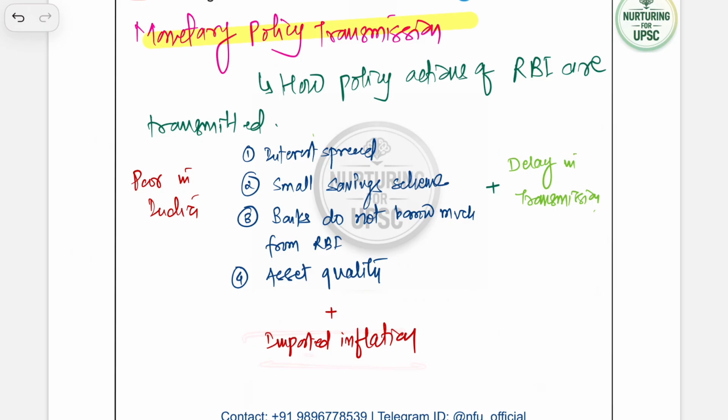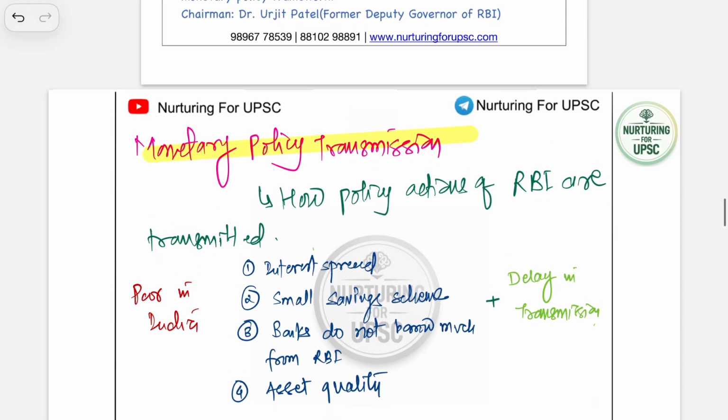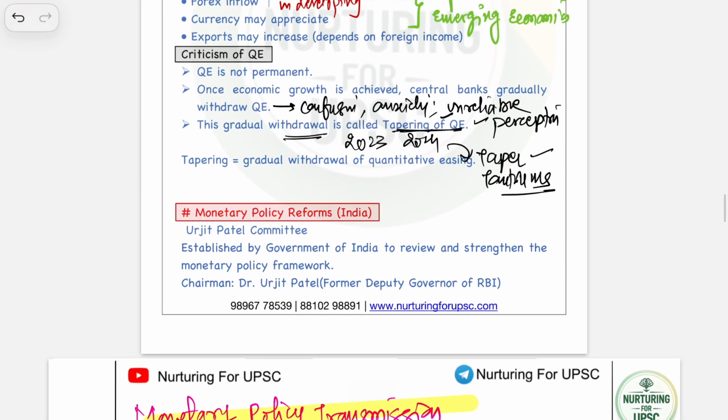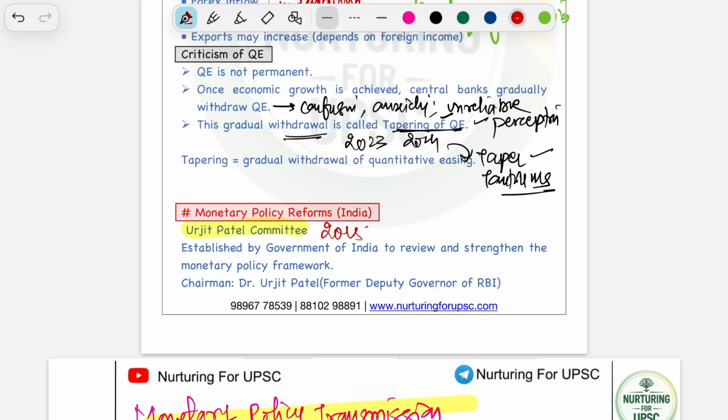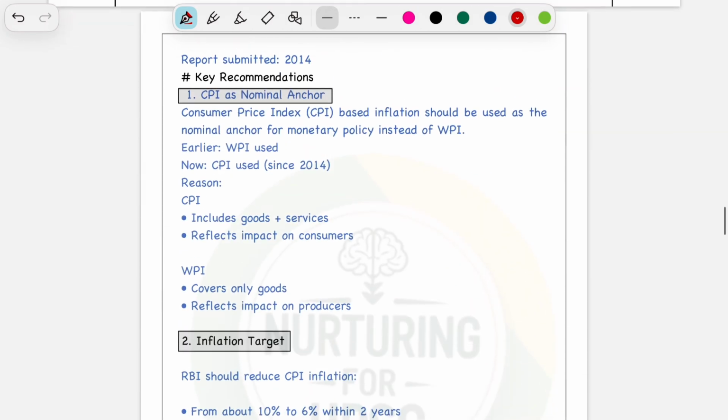To actually address the monetary policy transmission and to have an effective monetary policy in India, there came monetary policy reforms which were driven by the Urjit Patel Committee in 2015. It was established to review and strengthen the monetary policy framework in India. They submitted a set of recommendations. The first recommendation was to put CPI as the nominal anchor rather than WPI.